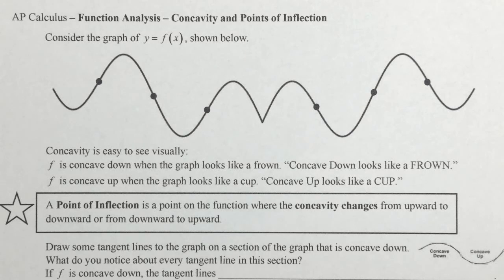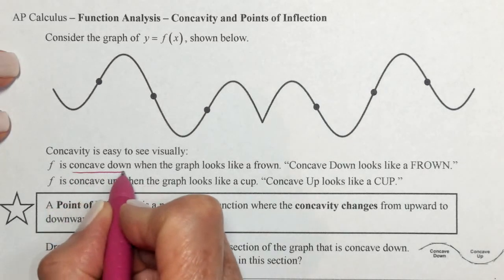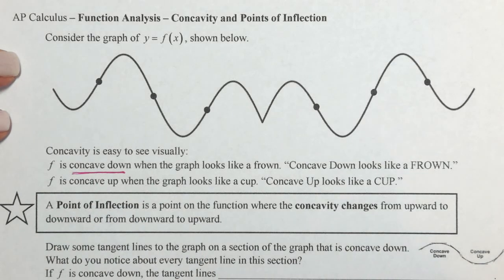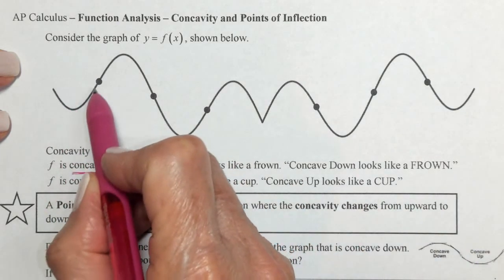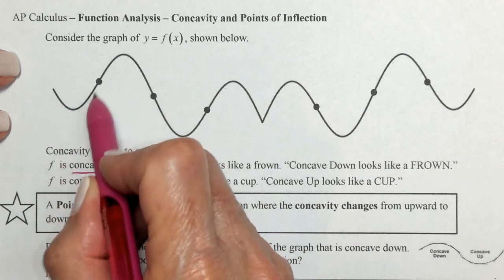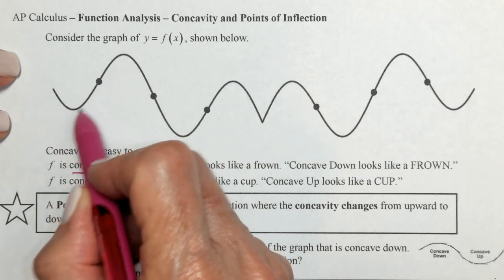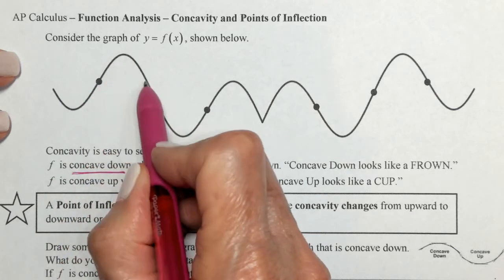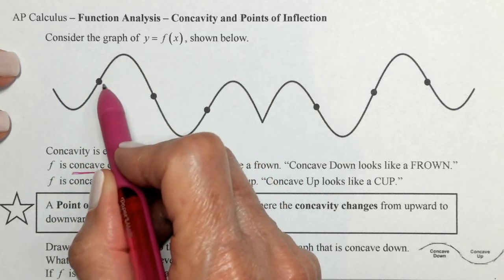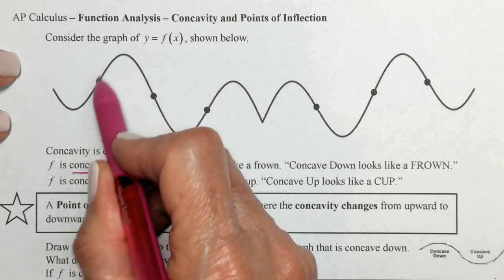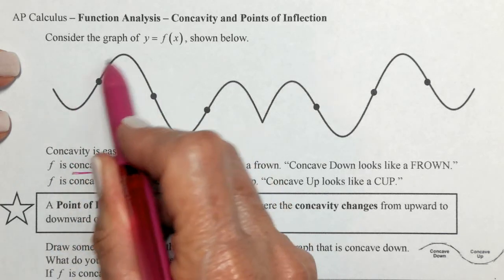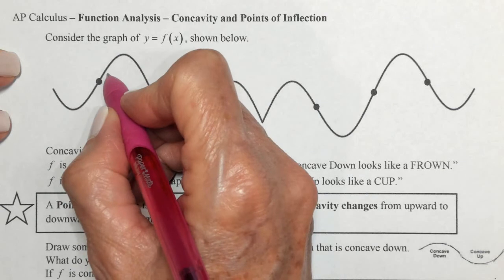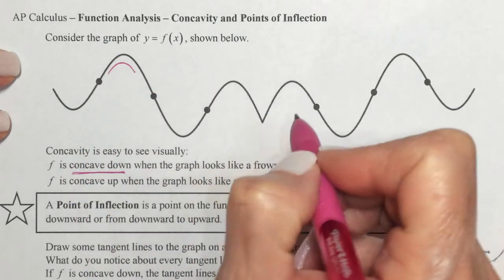F is said to be concave down on sections of the graph, intervals of the graph, where it looks like a frown. So let's see. This section right here does not look like a frown, does it? This section looks like a smile, right? Instead of a frown. This section, however, looks like a frown. So there is some point in between here where it changes from looking like a smile to looking like a frown. So the section of the graph that looks like a frown is where we are concave down.